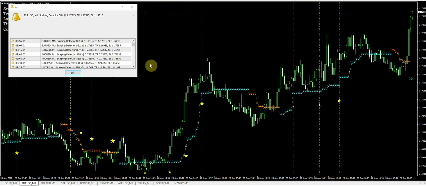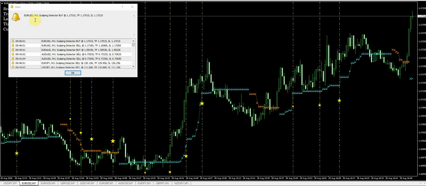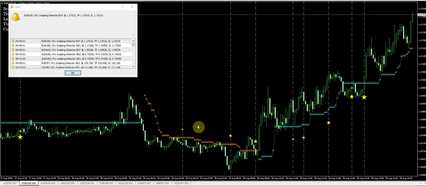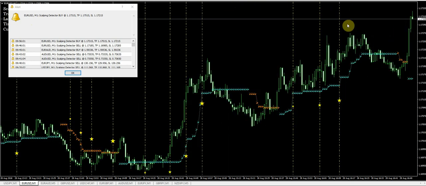All right, folks, we have this Euro USD signal just pop up, as you can see here. Let's check the 5-minute. All right, definitely in an uptrend. Actually, let me check one other thing. I'll be right back.